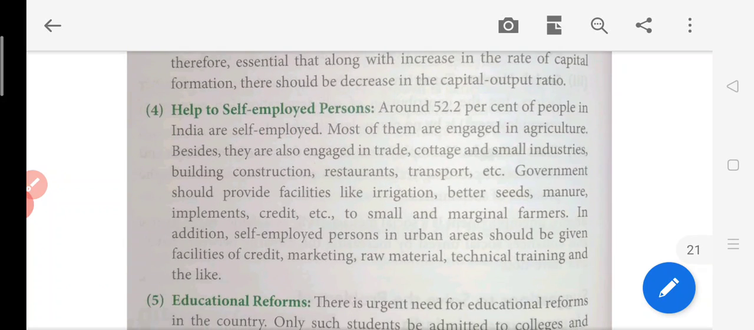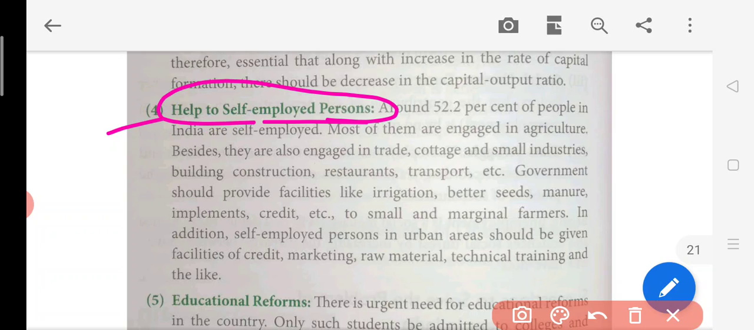Now, help to self-employed persons. People who are engaged in their own activities, some people want to work on their own. There are various schemes also. Government has been providing some facilities, like Pradhan Mantri Rozgar Yojana. People can take a loan from there, and start and set up their own business, and this is what is called self-employed.